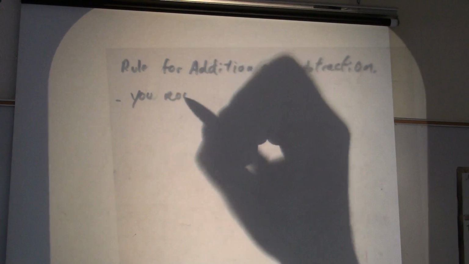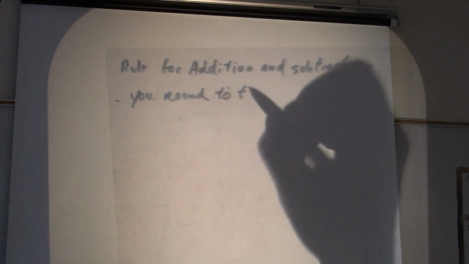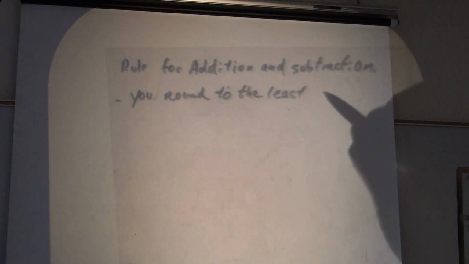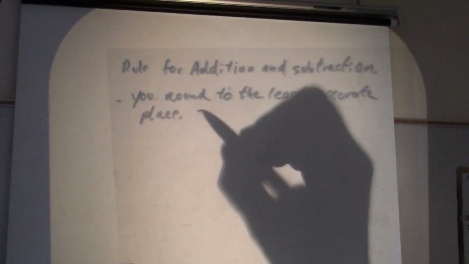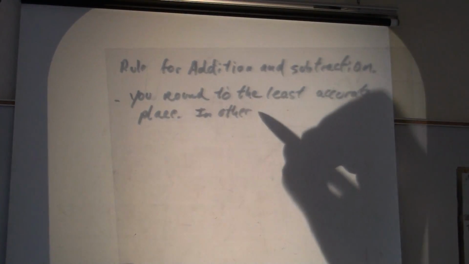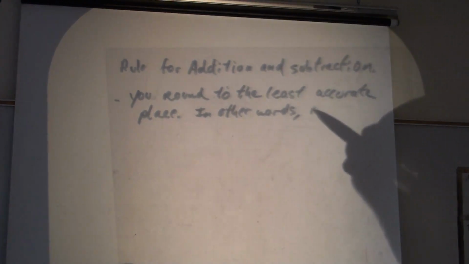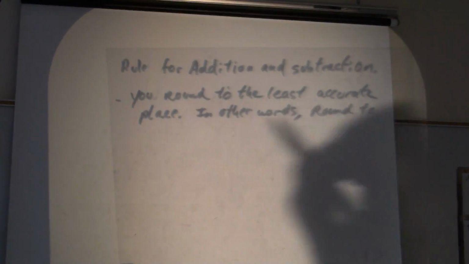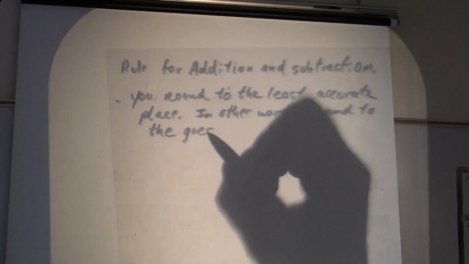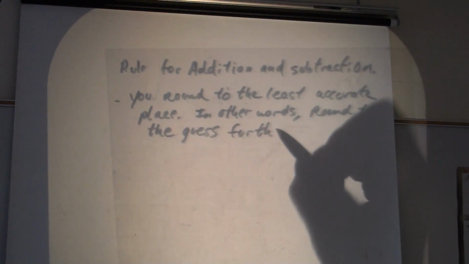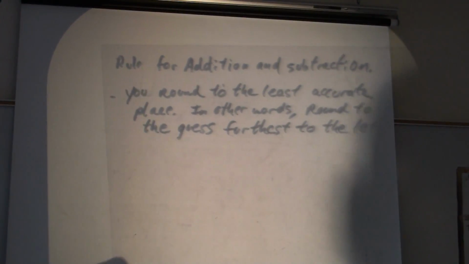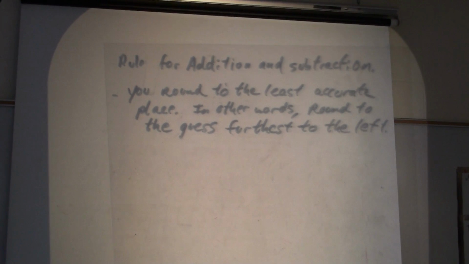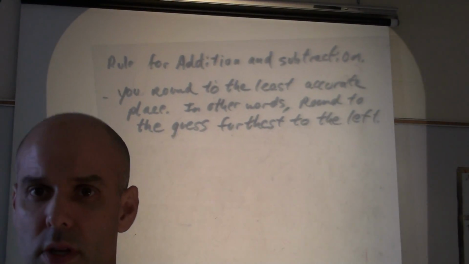The rule is you round to the least accurate place. In other words, round to the guess furthest to the left. So you round to the least accurate place, or in other words, you're rounding to the guess furthest to the left.